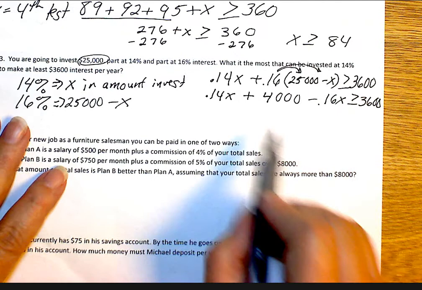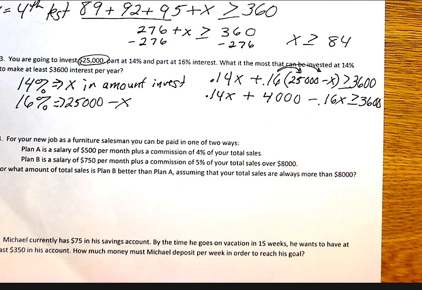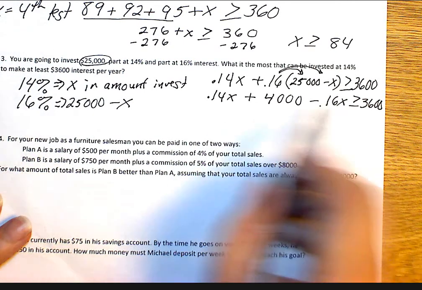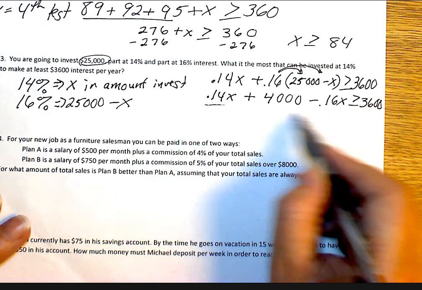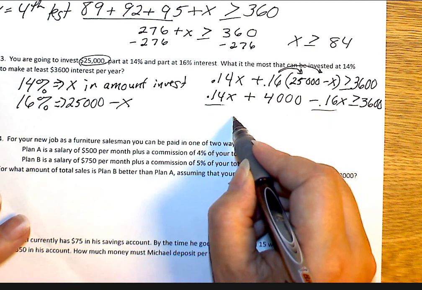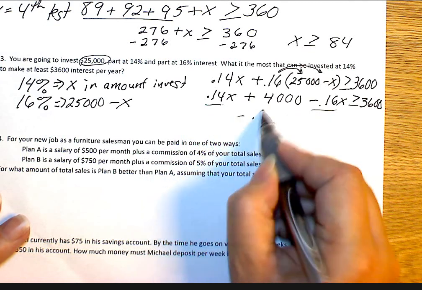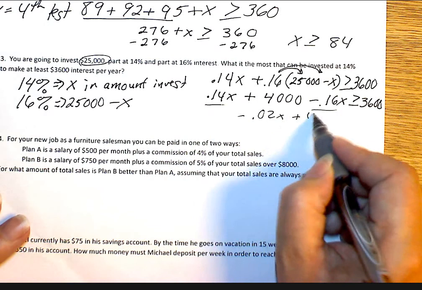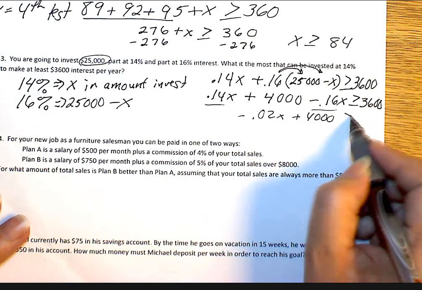Then, what is my next step? Ashley, what's my next step? Combine like terms, so I'm going to combine these two. So I'm going to get my negative 0.02x plus my 4,000 is greater than or equal to 3,600.